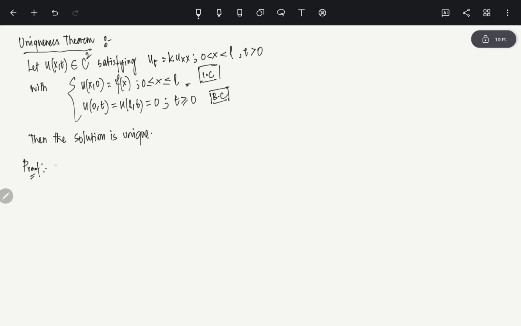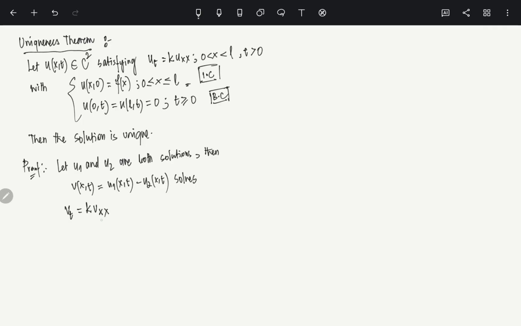So let's say for the proof, let u1 and u2 both be solutions. Then v(x,t), which is given by u1(x,t) minus u2(x,t), solves this particular problem: v_t = k v_xx. You can see this very easily, right? And where does it solve? x is between 0 and L and t is greater than 0.